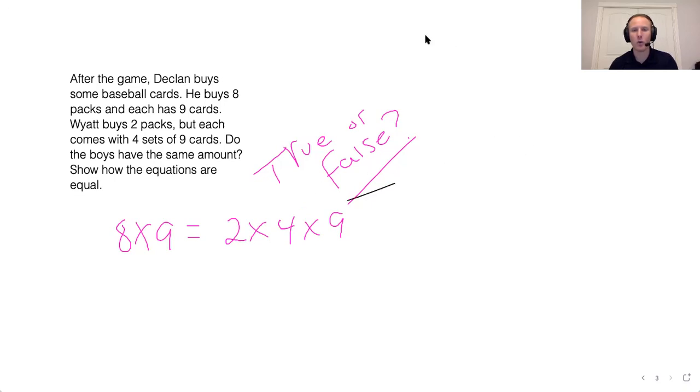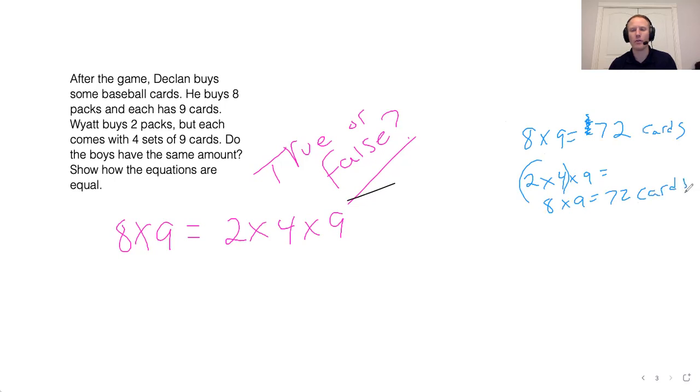I'm going to solve both of these first. So let's do the first one. 8 times 9 equals 72. Okay. And then I'm going to solve 2 times 4 times 9, well, I'm going to do that first. Look at that. It turns into 8 times 9, which is also 72. That's not dollars. It's number of cards. Sorry. We don't want them spending $72 on cards.